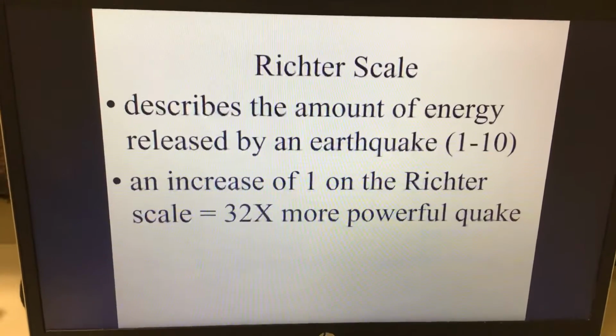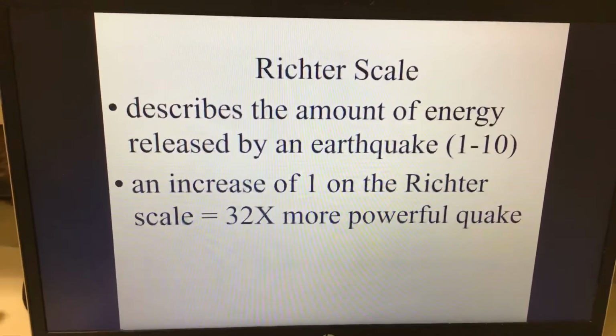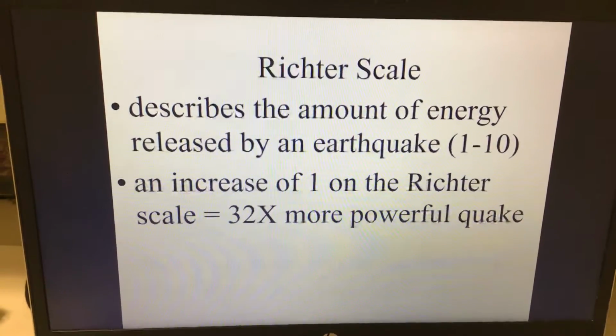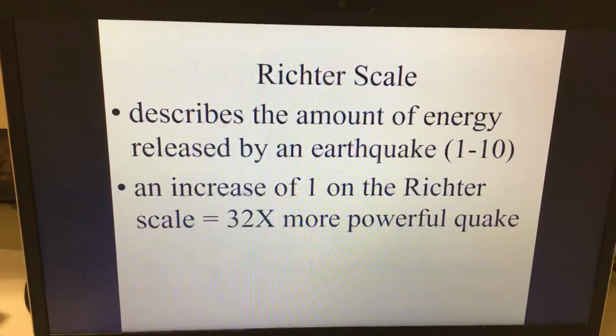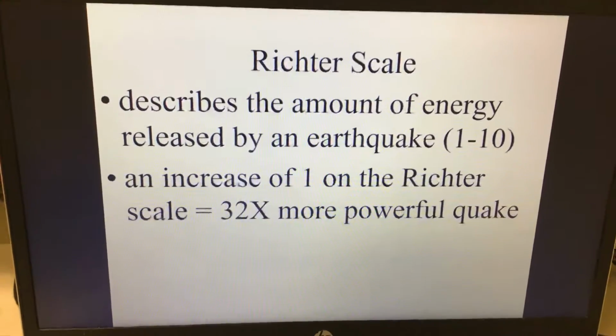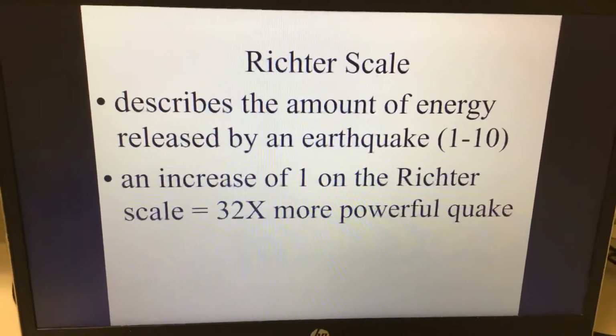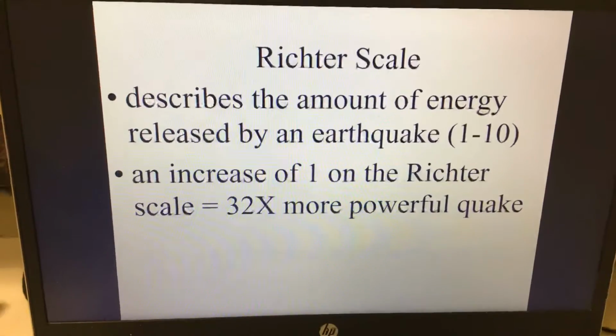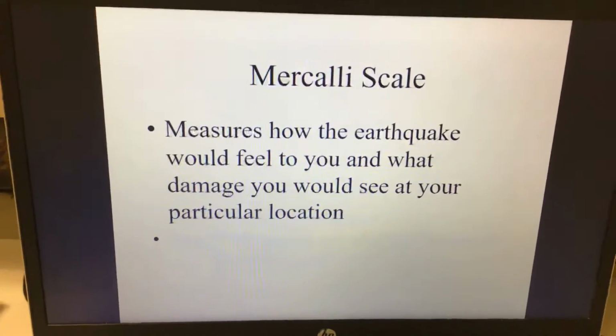An increase of 1 on the Richter scale is 30 times, or 32 times more powerful. So a 2 is 32 times more powerful than a 1. A 3 is 32 times more powerful than a 2. So it goes up pretty largely.